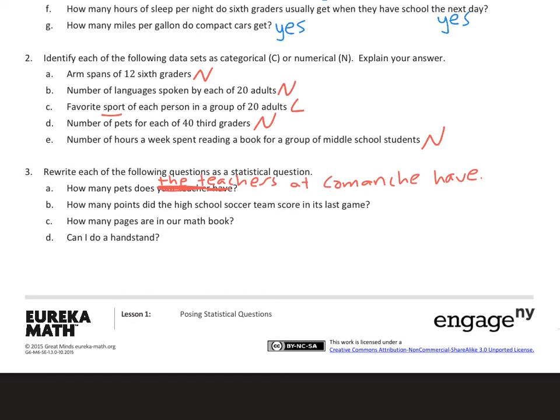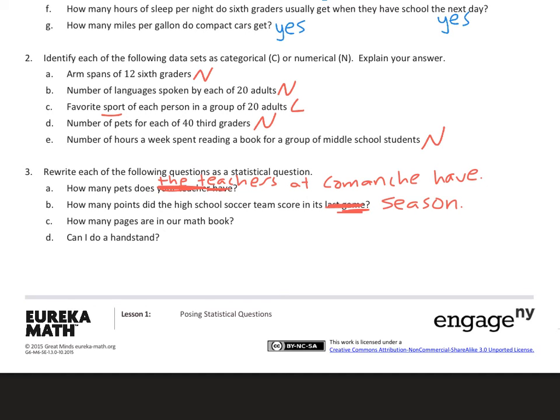So how many points did the high school soccer team score in its last game? Well, that's just one game. So how about in its season, right? They play several games in the season. And so we'd have to look at many different games, and that's how we could make it a statistical question. How many pages are in our math book? Well, all we have to do is go to the last page of the math book, and we're done. Right? So we might want to say, how many pages are in each book for each subject?